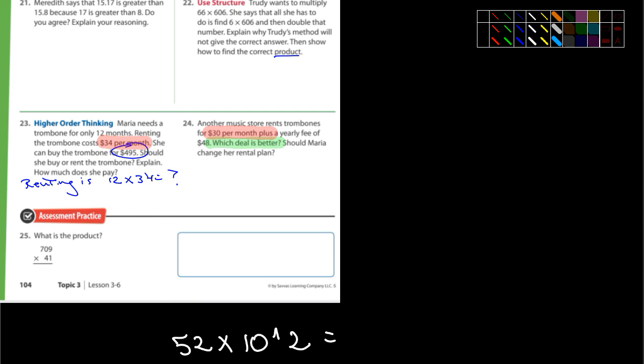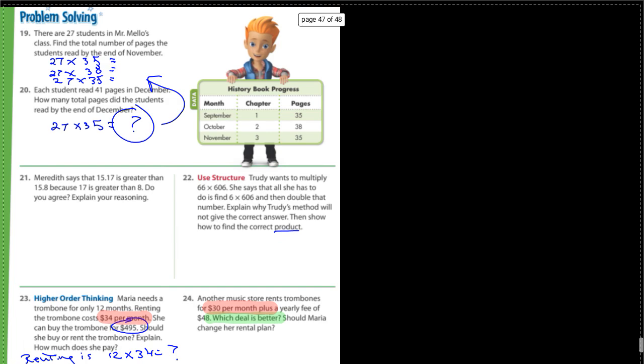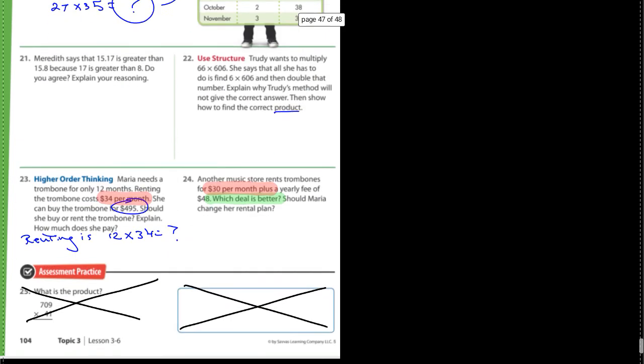And 25, I'm not worried about. You guys can X that out. I'm not worried about 25. You've done a bunch of those on the previous page. Okay. Questions on any of this, you guys?